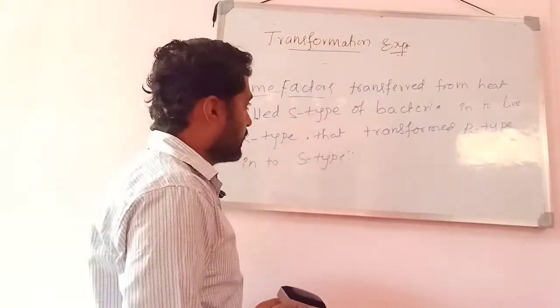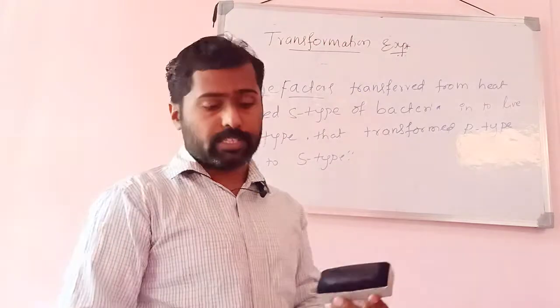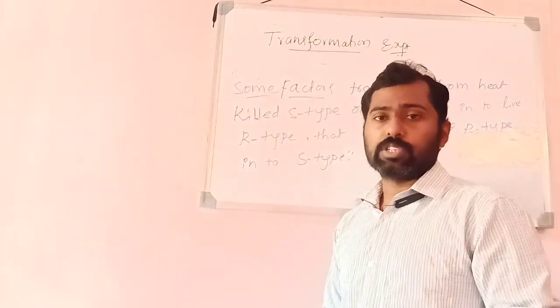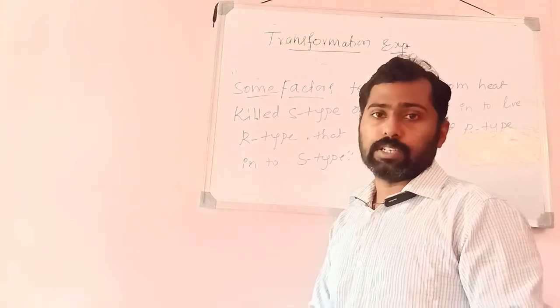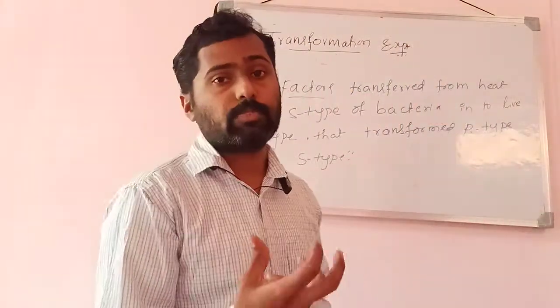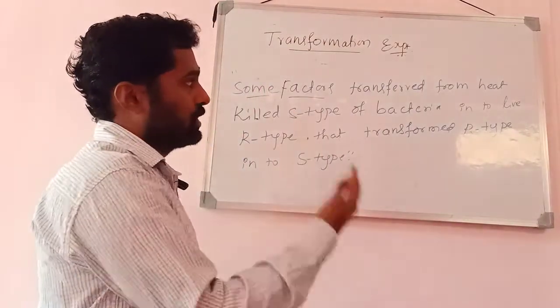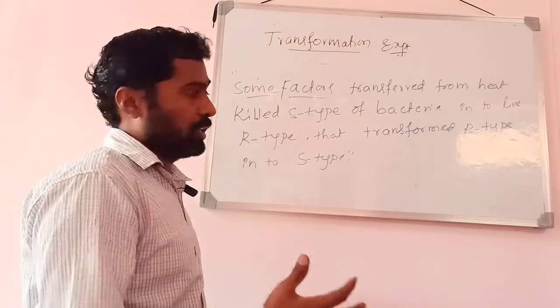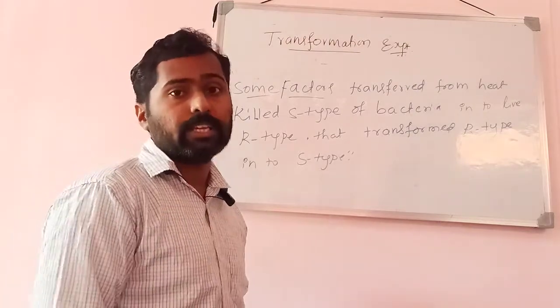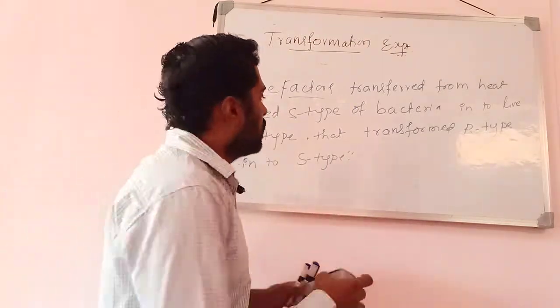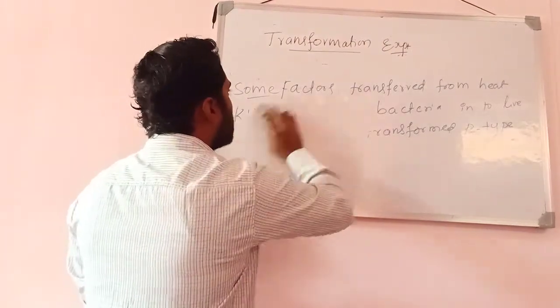In that there are two variants, one is the R type and another is the S type, that is the rough strain and the smooth strain. The smooth strain is virulent, and the rough strain is avirulent. By using that and by using mice, he carried out the transformation experiment. The second part, the in vitro studies by Avery, MacLeod and McCarty, I will explain in the next class.